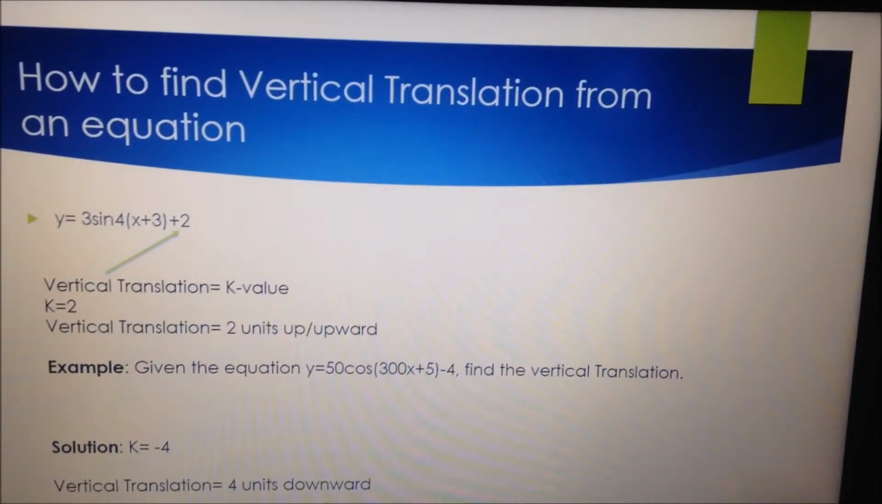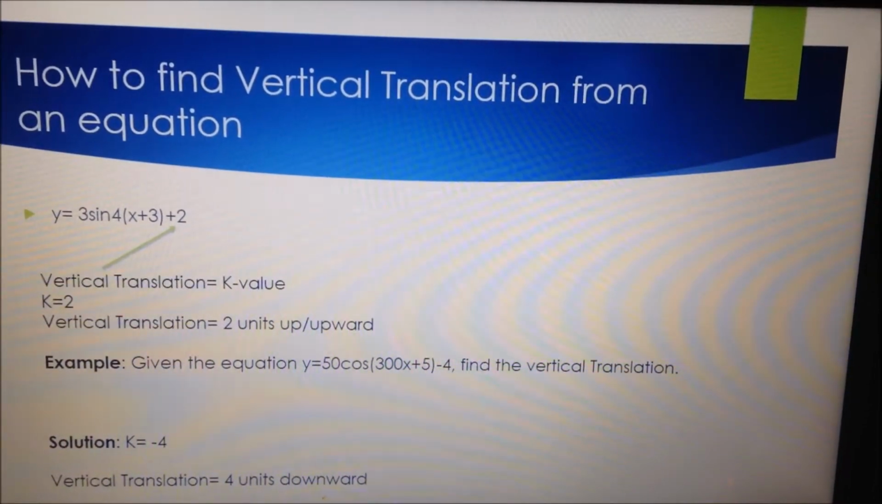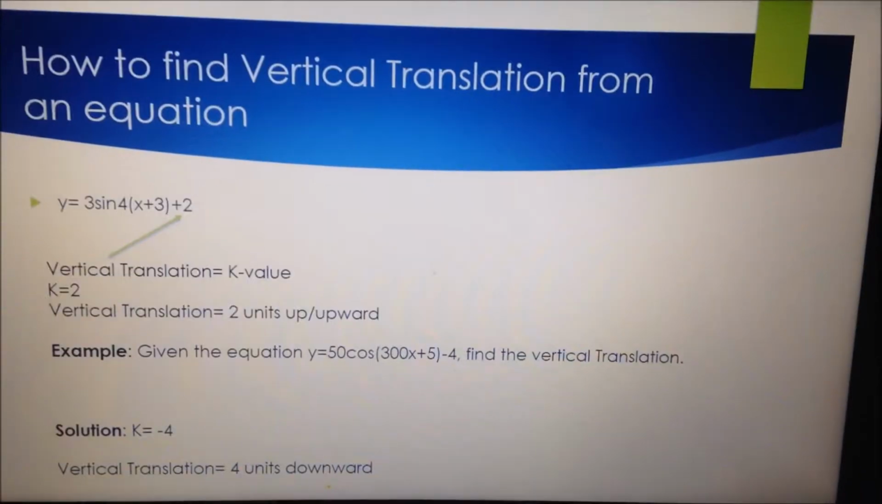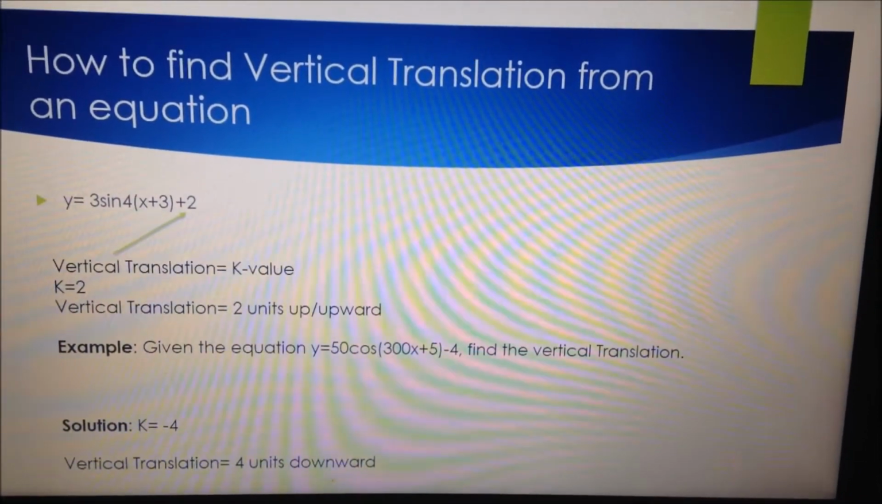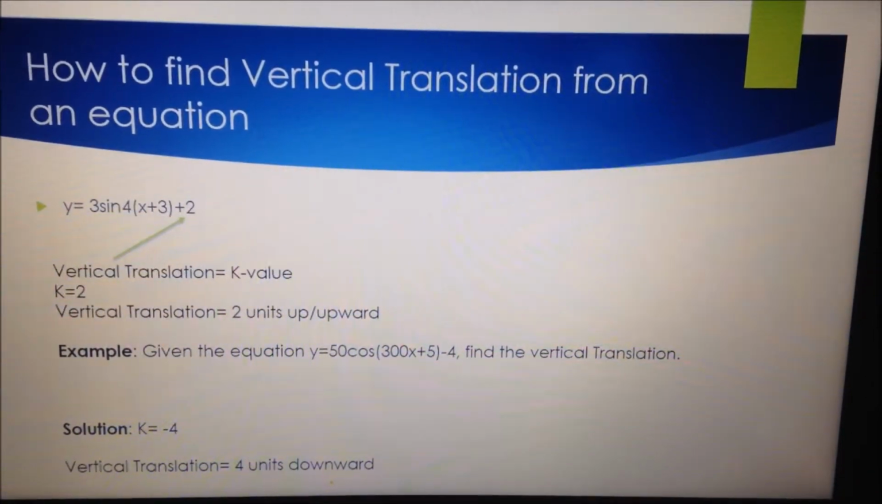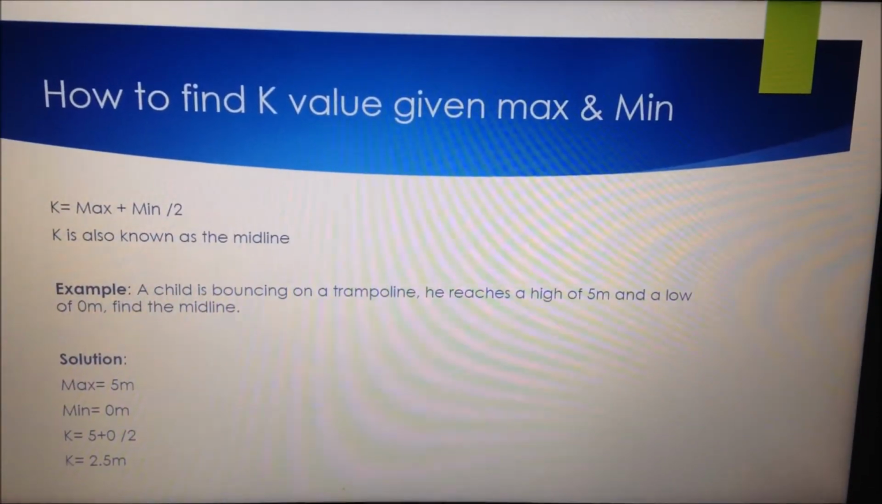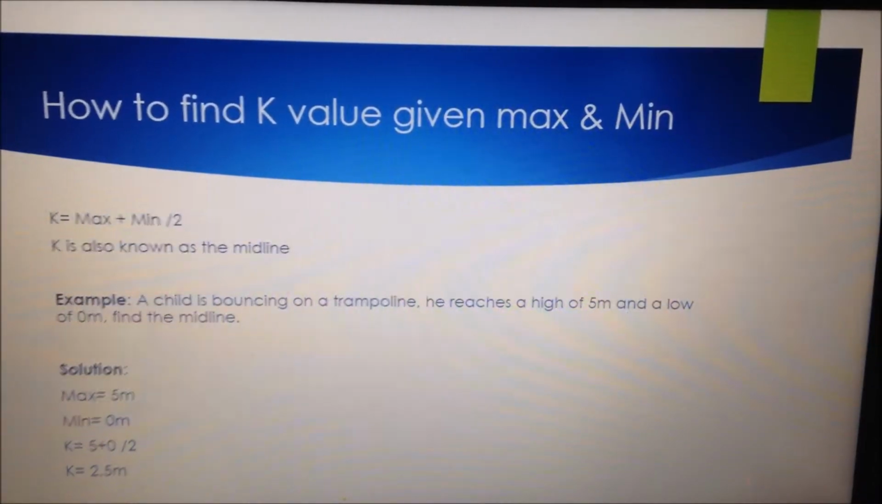So let's look at the example. Given the equation y equals 50 cos 300 x plus 5, minus 4, find the vertical translation. Well, the k value in this is negative 4, and therefore we know our vertical translation is going to be 4 units downward.